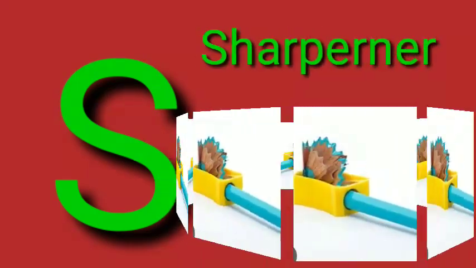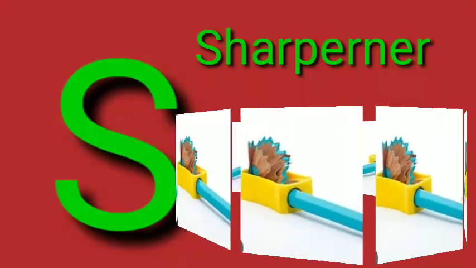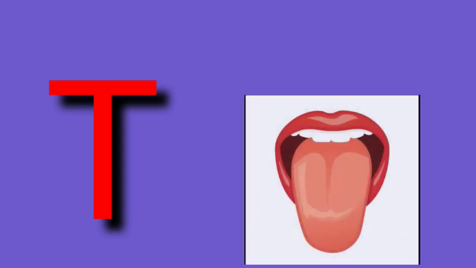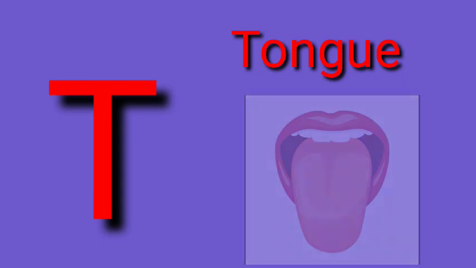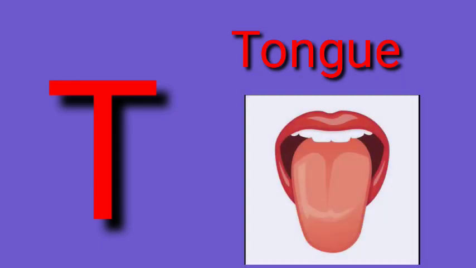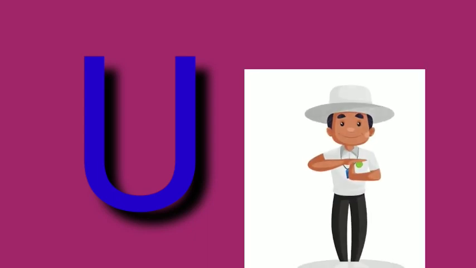S for sharpener. S-H-A-R-P-E-N-E-R, sharpener. T for tongue. T-O-N-G-U-E, tongue.